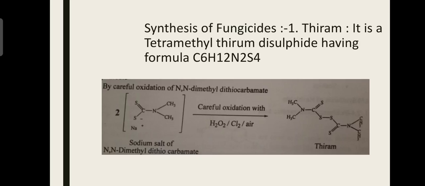Synthesis of fungicide. Example is thiram. Thiram is tetramethylthiuram disulfide, having the formula C6H12N2S4, prepared by careful oxidation of the sodium salt of N,N-dimethyldithiocarbamate.